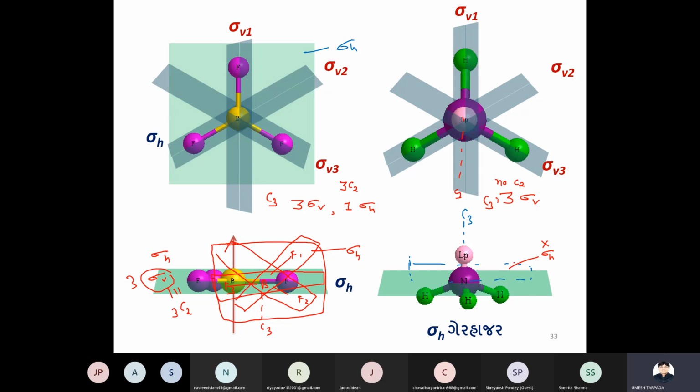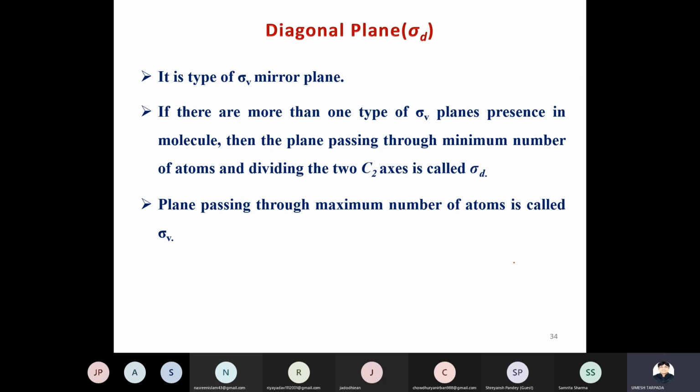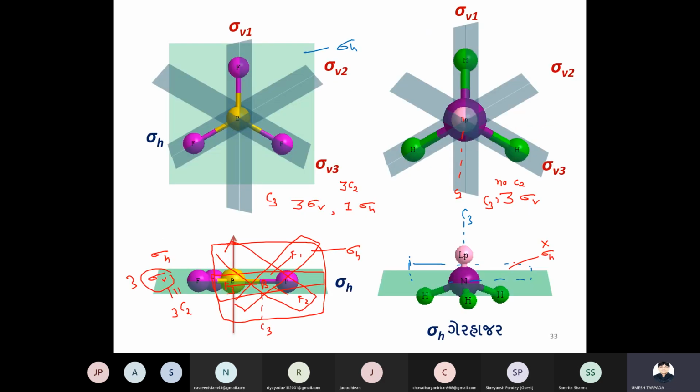Otherwise, both three hydrogens are there which are below the plane. Those 3 hydrogens are reflected above the plane. So this is not an equivalent structure.